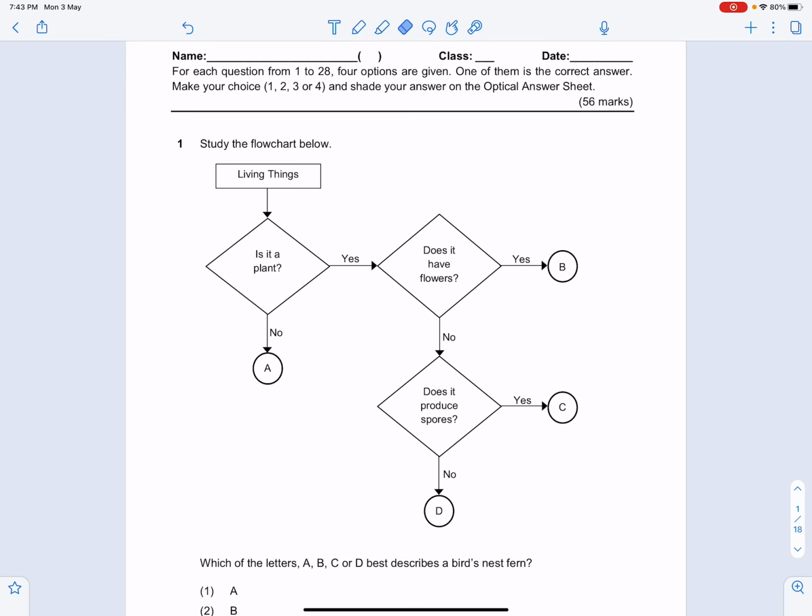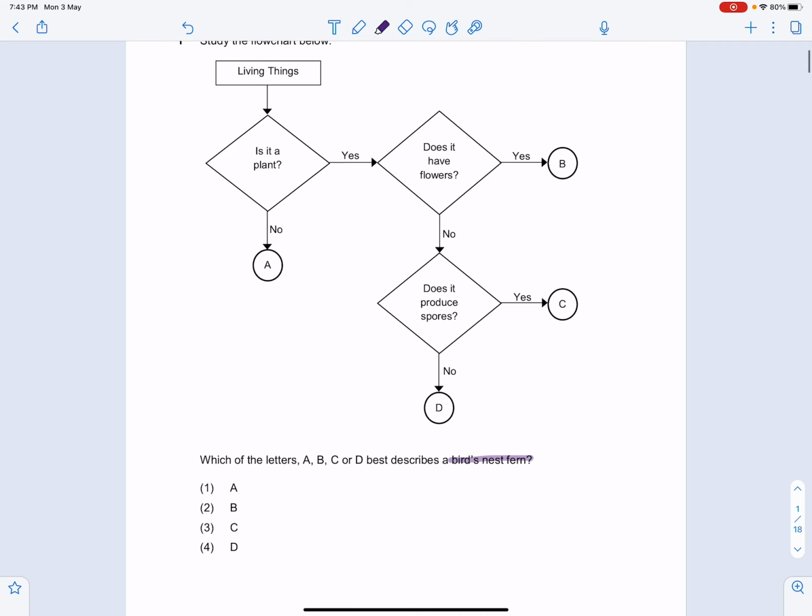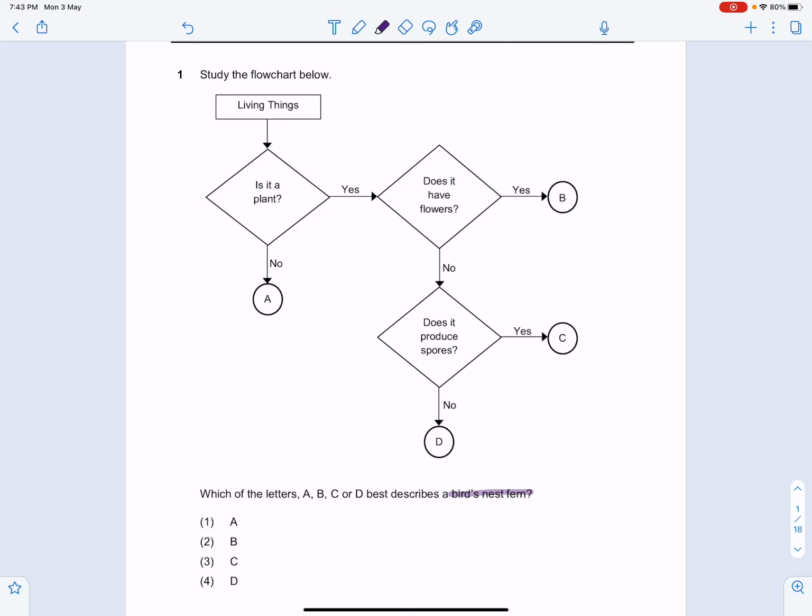Before I start, I'd like to remind everyone that whenever you're attempting questions, be it Booklet A or Booklet B questions, it's always good to try to identify the topic and then the concept of the topic that you are looking at. So for the very first question, we are looking at the topic on classification of living things, in this case, in particular, a bird nest fern. So we have a flow chart over here, and we should go down with the arrows.